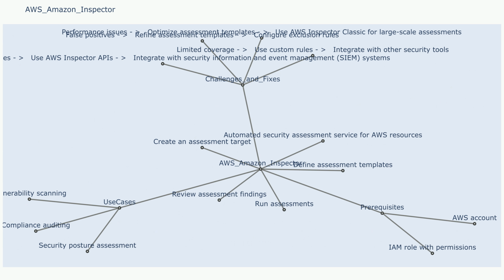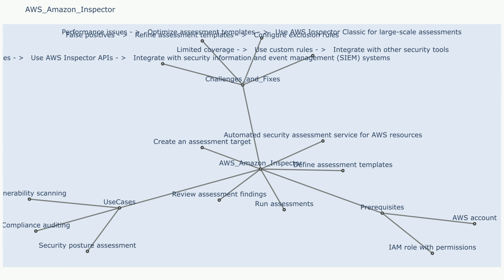For example, you can specify more specific resource types, operating systems, or vulnerability criteria. Configure exclusion rules. Define rules to exclude specific resources, vulnerabilities, or findings that are known to be false positives. This can help to reduce noise and improve accuracy of your assessments. Limited coverage. Fixes: use custom rules.